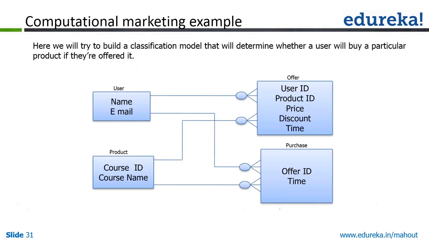Here we will try to build a classification model that will determine whether a user will buy a particular product if they are offered it.